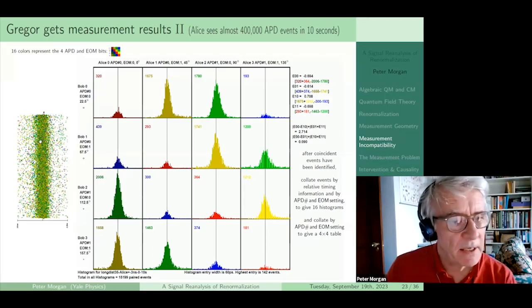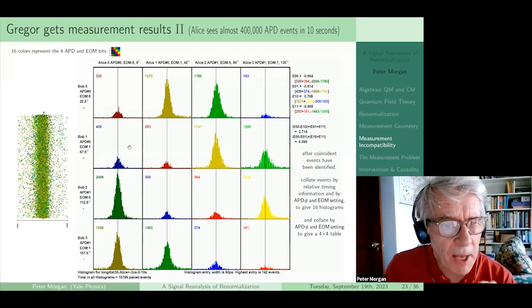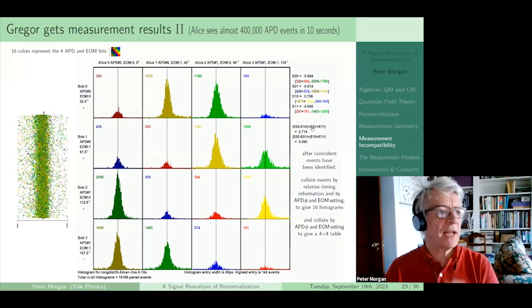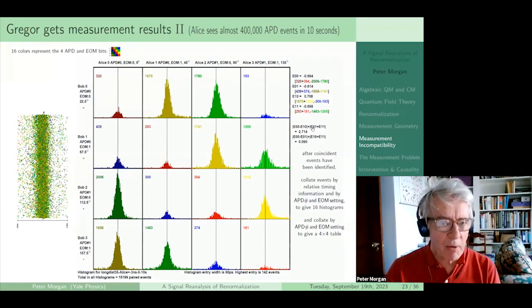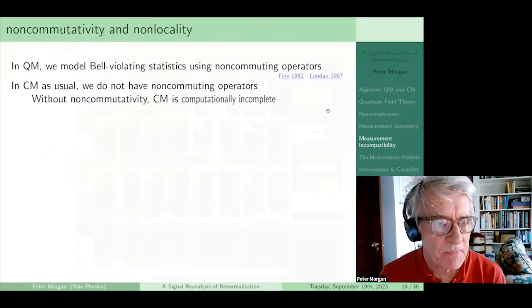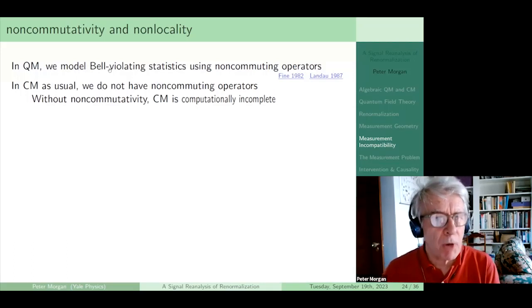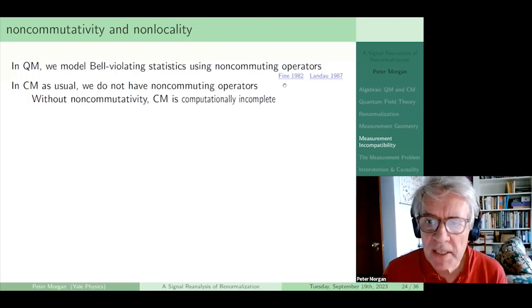What we've done here is we've taken a completely classical data set. We have applied a completely classical algorithm, and we obtained a number for which classical physics says this is not okay. Somehow, classical mechanics is not happy with this. Now, I'm going to argue that in quantum mechanics, what we do to model the violation of Bell inequalities is we use non-commutative operators. And this is something that's in the literature since the early 1980s.